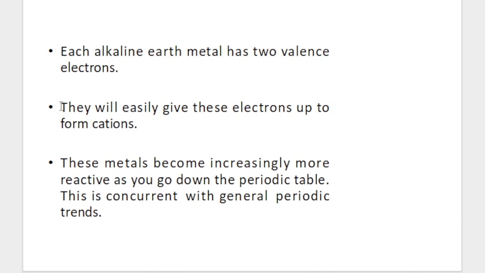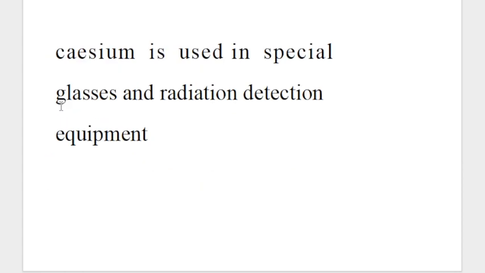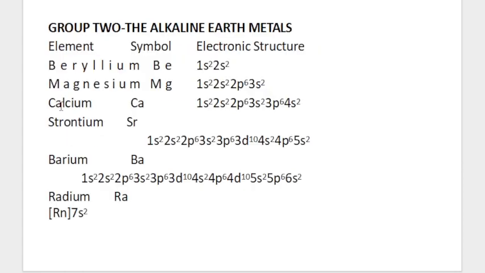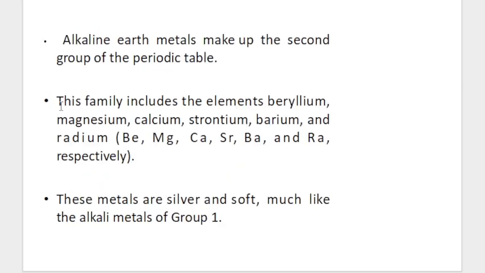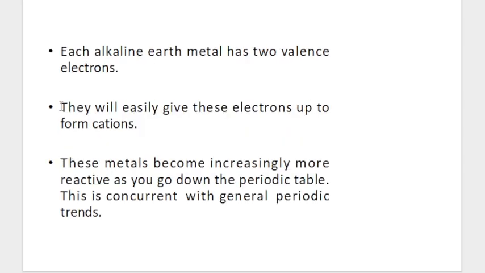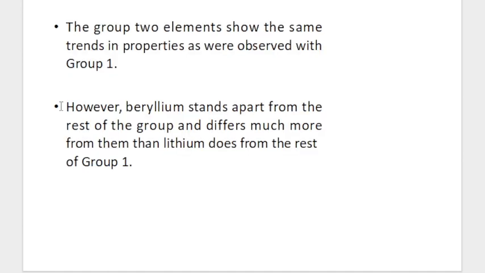These metals become increasingly more reactive as you go down the group. So if we are considering these reactions, strontium should be more reactive than calcium, and calcium should be more reactive than magnesium, because reactivity increases down the group. This is concurrent with the general periodic trend that reactivity increases down the group of your metals. The group 2 elements show the same trend in properties as observed in group 1. However, beryllium stands apart from the rest of the group and differs much more from them than lithium does from the rest of group 1.